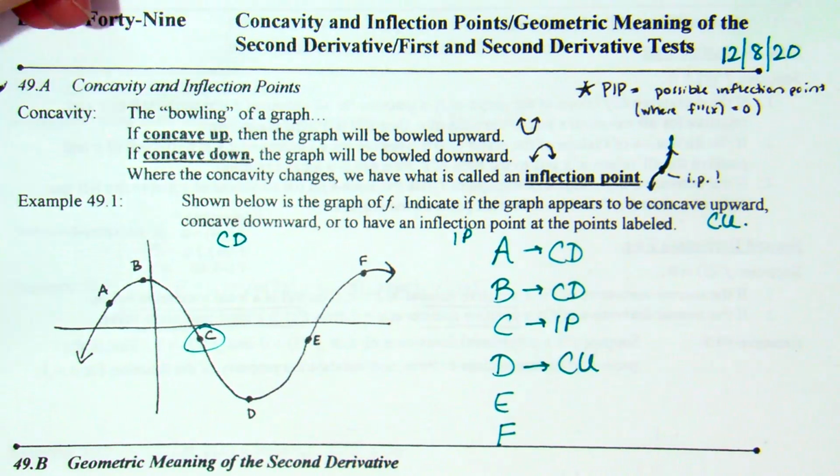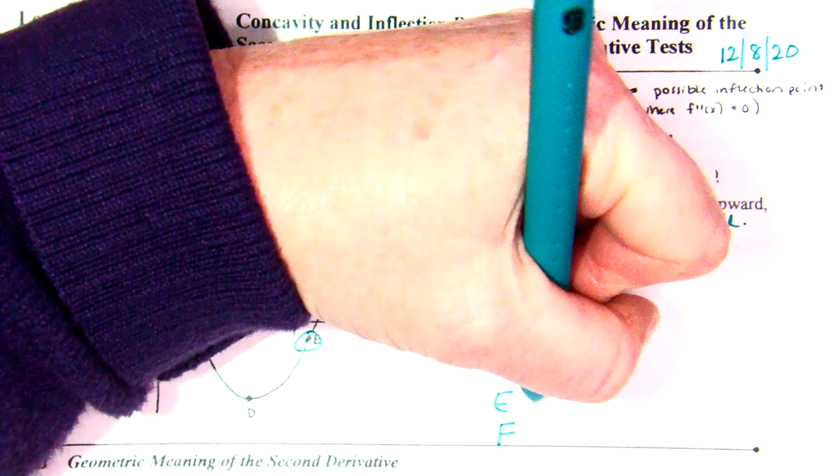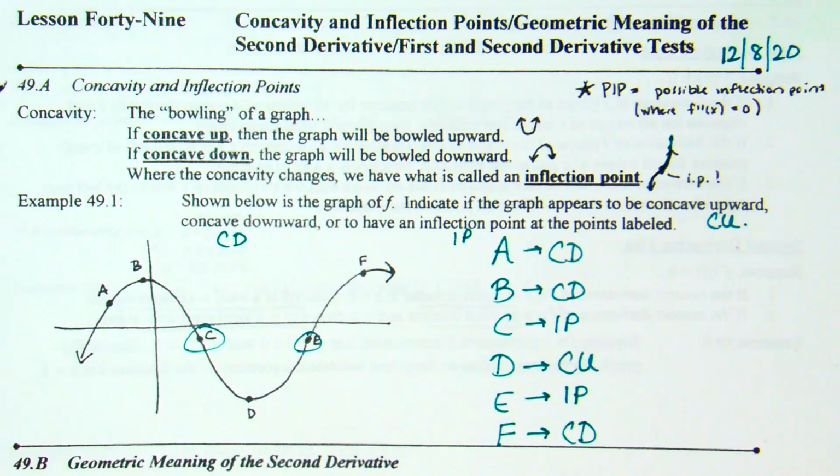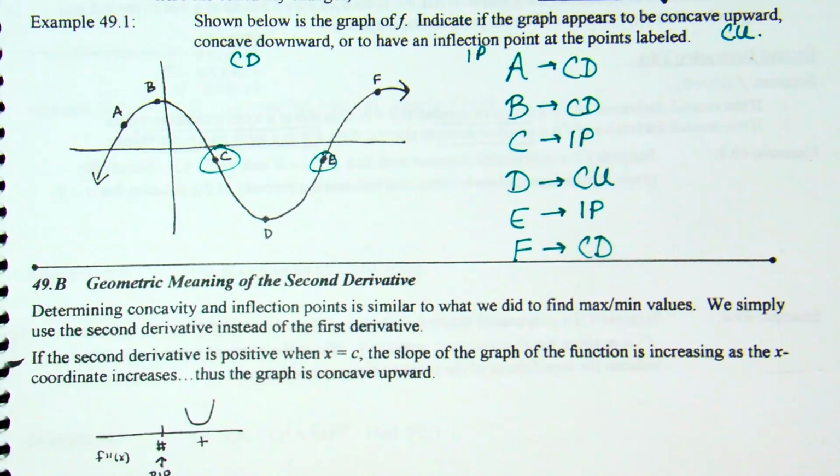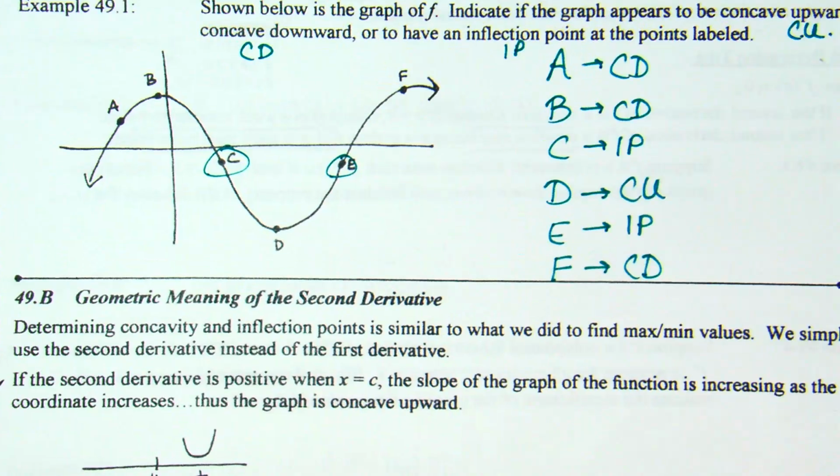Okay, E. Again, we're changing from our parabola opening up to something opening down, and so E is going to be another inflection point. What about F? Concave down. You feel okay about that? The difference between concave up, concave down, and where those inflection points happen? Okay. Well, let's continue along then.